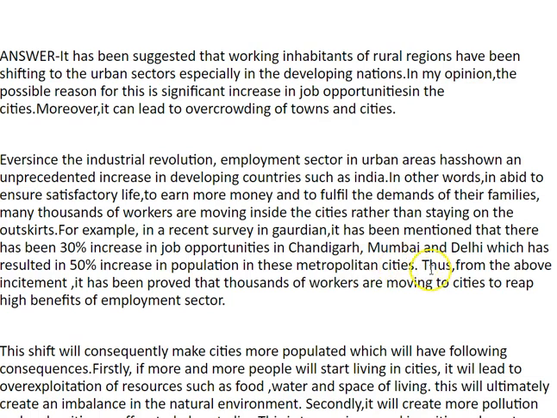Okay, thus, good, from the above incitements, comma, it has been proved that thousands of workers are moving to cities to reap high benefits of employment sector. Okay, now, this structure here, it has been proved. We want to be careful not to use this too often.